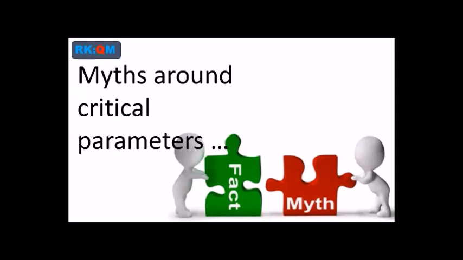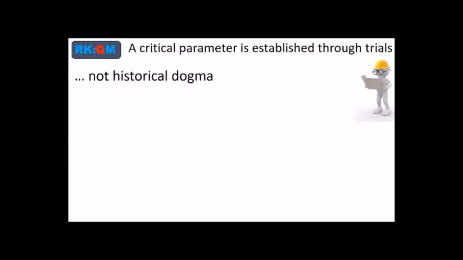Earlier, I asked, how is it decided if the parameter is critical? How do we compare criticality and so on? It's important that you know where your critical parameters are to ensure the process is well managed. But there are some myths about critical parameters, and you need to be aware of these. A critical parameter is established through trials, not historical dogma, defined by a guru who ruled the process in years past.